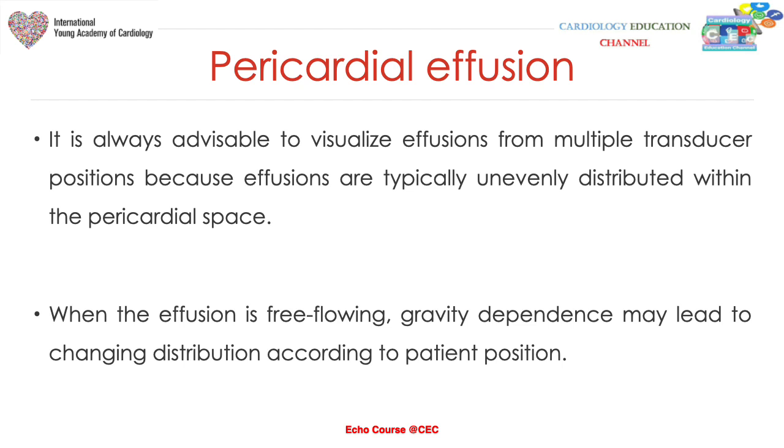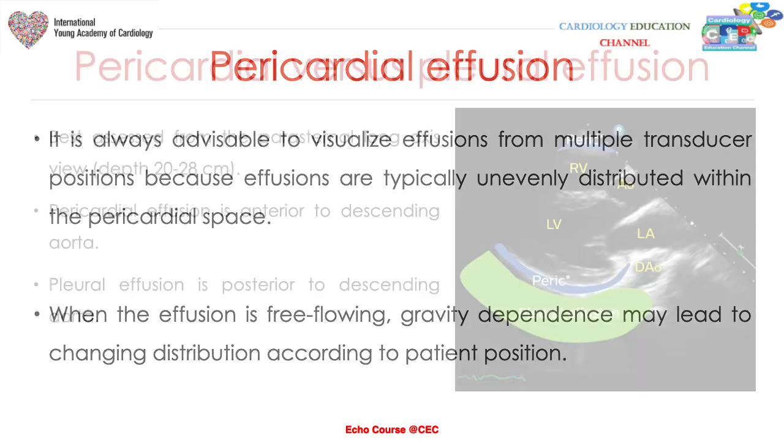So you can see here that you need to visualize the effusion from multiple windows to know the amount of fluid, where it is more collected, and if it's collected in one wall rather than another wall. So it may not be equal on all sides around the heart. And when the effusion is free flowing, gravity dependence may lead to a change in the distribution according to the patient position. Like if a patient is sitting up a little bit, you may see it around the inferior wall. So it is important to know that if it's free flowing, gravity has an effect here.